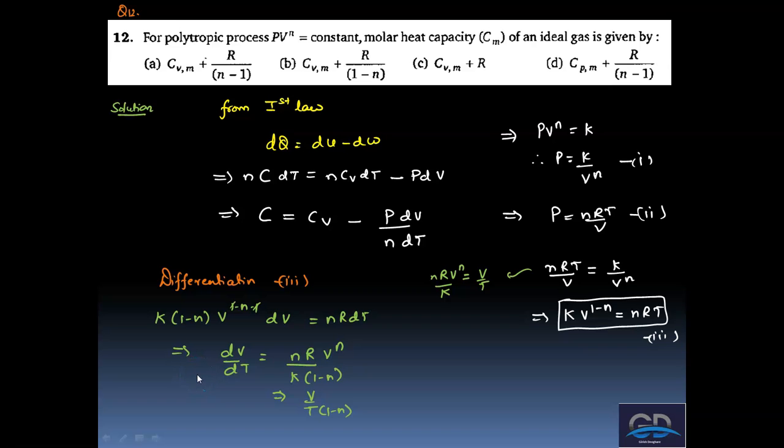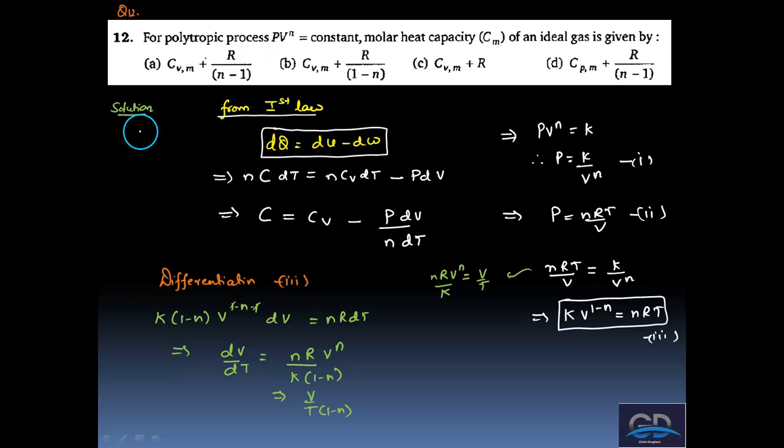Now in question number 12, it says for a polytropic process PV raised to power n is equal to constant, the molar heat capacity of an ideal gas is given by. Now we need to understand that from the first law of thermodynamics, which is essentially conservation of energy, we have dQ is equal to dU minus dW.